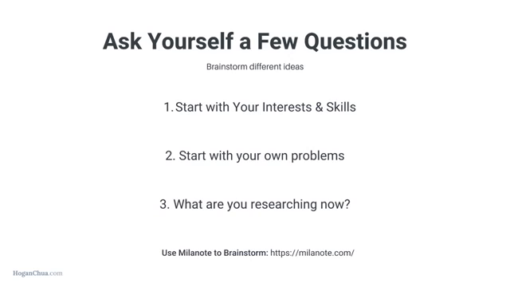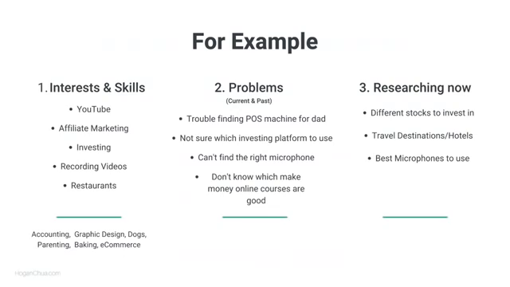Things that you're researching, write that all down, because it's really important to try to figure out which one to actually go with, right? So let's say, for example, my personal skills and interests are in YouTube, affiliate marketing. I'm not really that skillful in investing, but I'm very, very interested in it. I have some skills in recording videos and editing videos, and also I'm interested and I have some skills in regarding restaurants because my dad owns a restaurant and things like that.